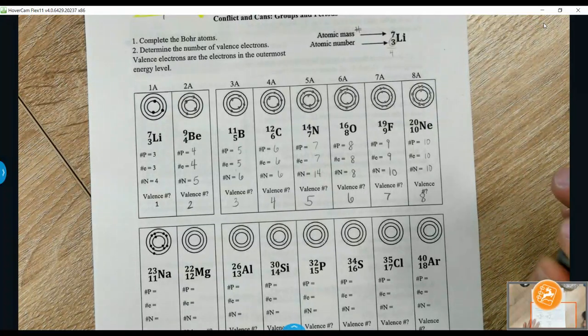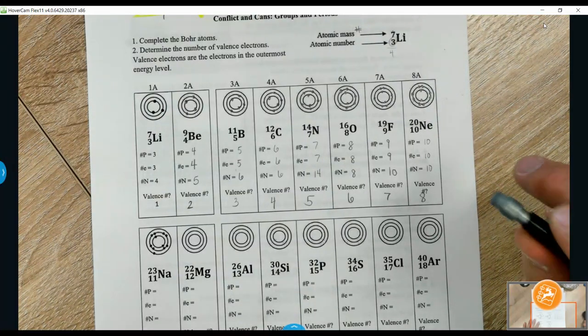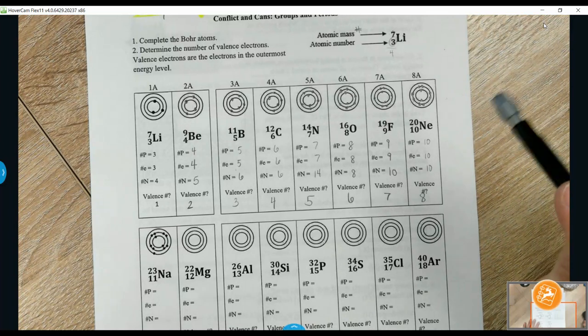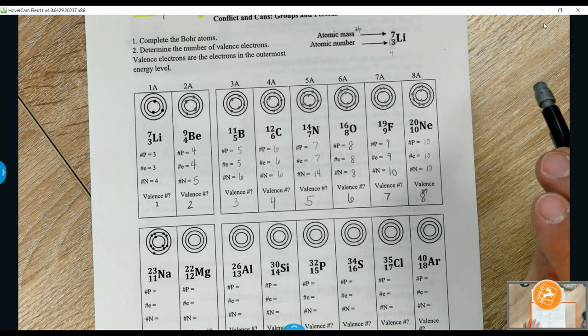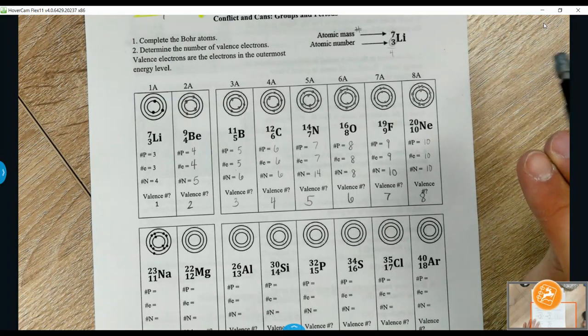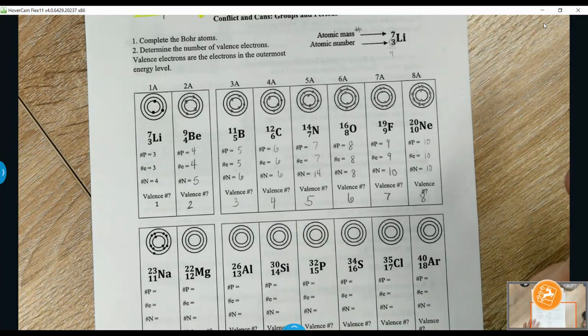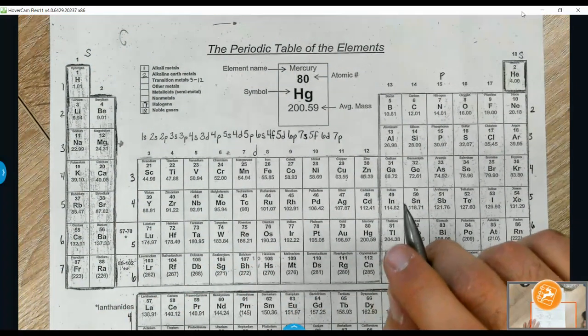Now, let's see, what else do we have? Now, what we're going to then take a look at are columns. What we're going to look at are columns. Now, columns on the periodic table, they are called groups.